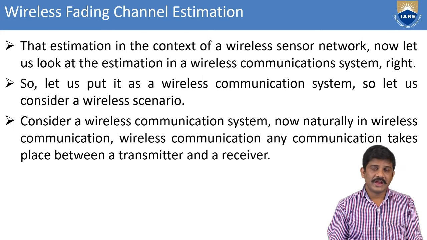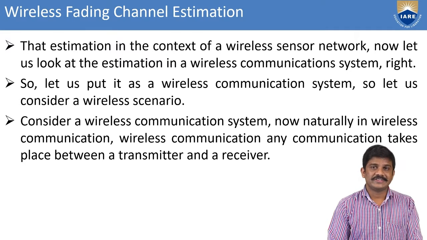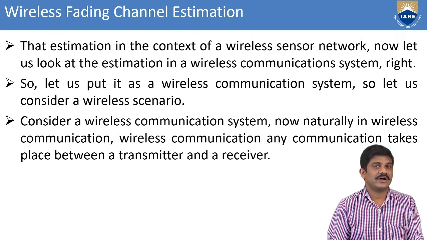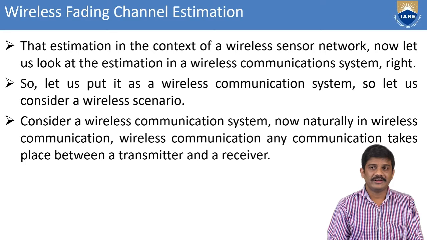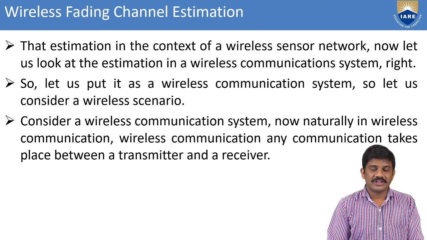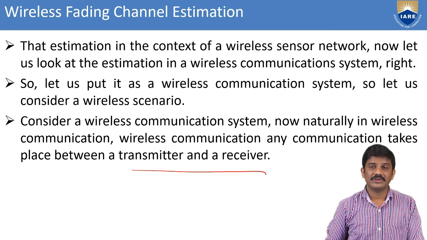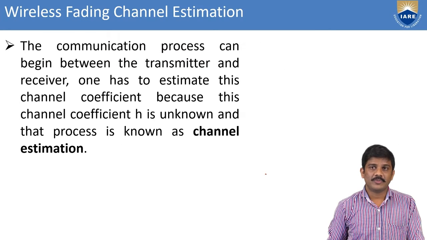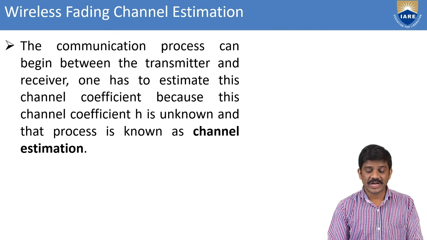Okay, for estimation in the wireless sensor network, we are considering wireless fading channel estimation. Then we go for wireless sensor networking. There we can consider the transmitter and receiver, and take some sensor nodes in the wireless communication system. Naturally, wireless communication takes place between the transmitter and receiver. In this communication process, one has to estimate the channel coefficient, because the channel coefficient is unknown. That process is known as channel estimation.